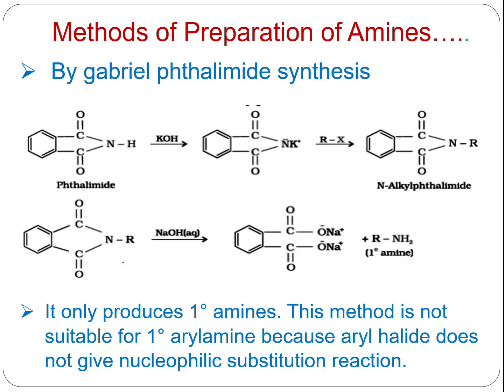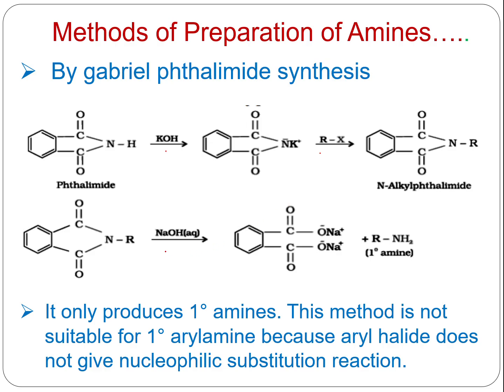The fifth method of preparation is by Gabriel phthalimide synthesis. Here phthalimide, we have studied the formation of phthalimide in the earlier unit, that is in carboxylic acids. When phthalic acid is treated with ammonia, it will give phthalimide. So this phthalimide on treatment with potassium hydroxide gives a salt of phthalimide, which is further treated with alkyl halide. So here the reagent which is giving the alkyl group is alkyl halide. It is forming N-alkyl phthalimide.